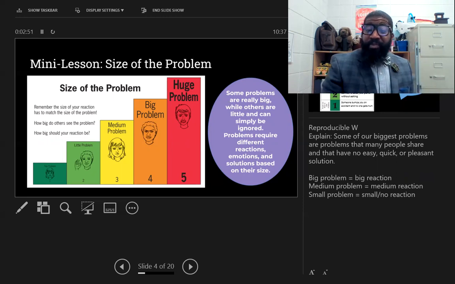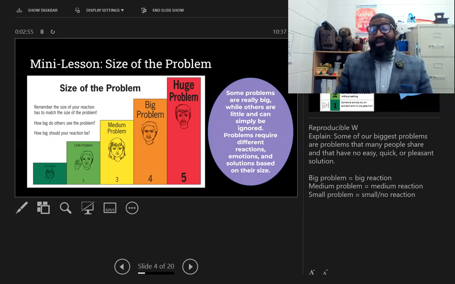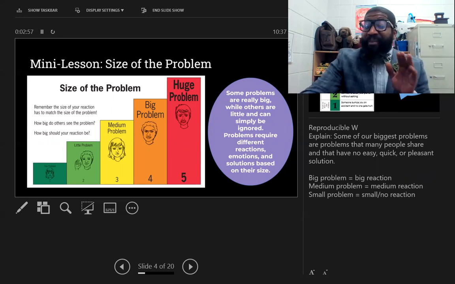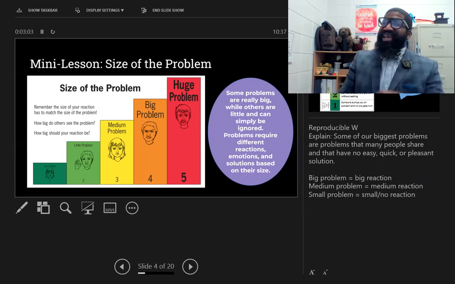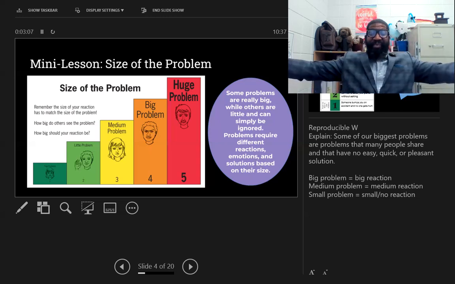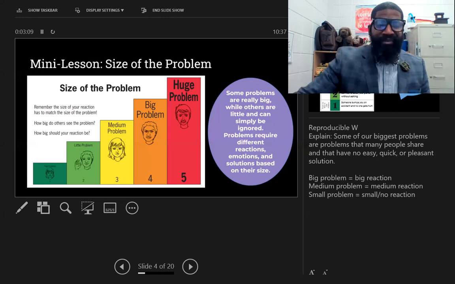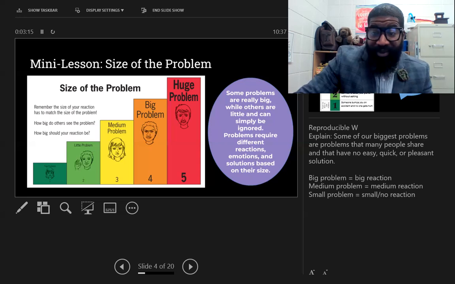We want to remember that some problems are really big, while others can be little and simply can be ignored. Problems require different reactions and emotions and solutions based on their size. Again, we talk about the small, medium, and big problems. And how big do others see the problem? How big should your reaction be? These are all the things that we want to think about.